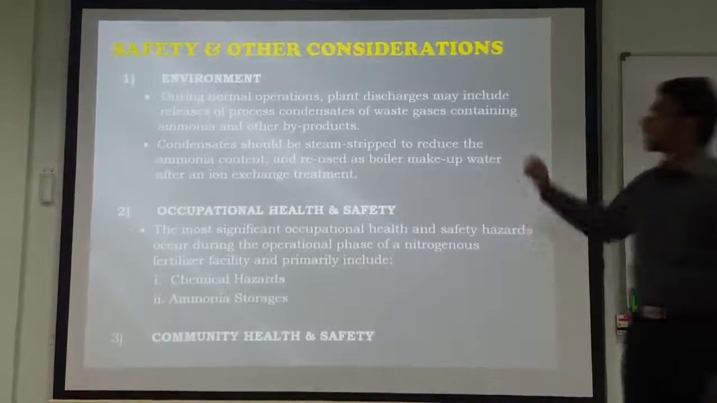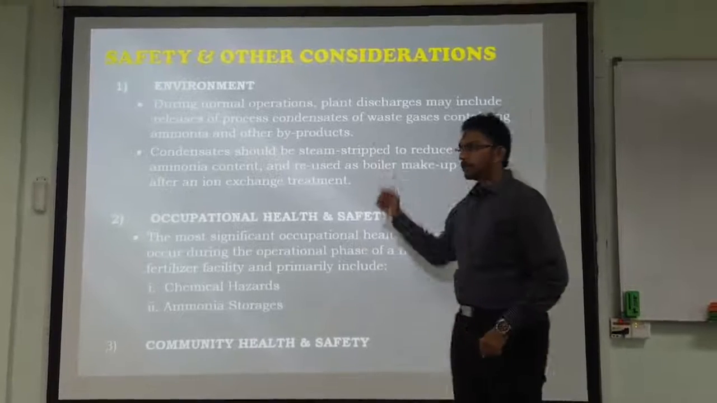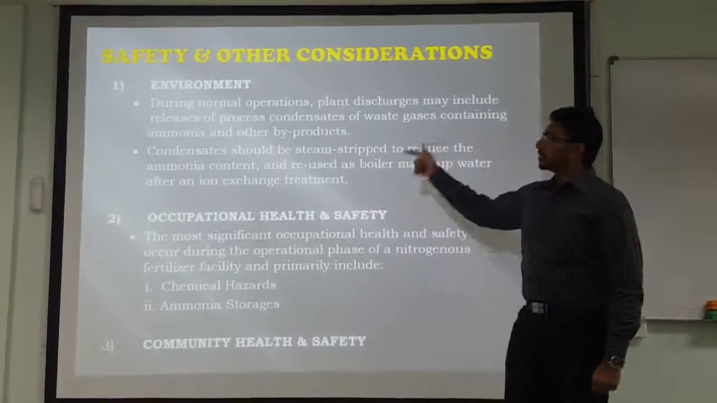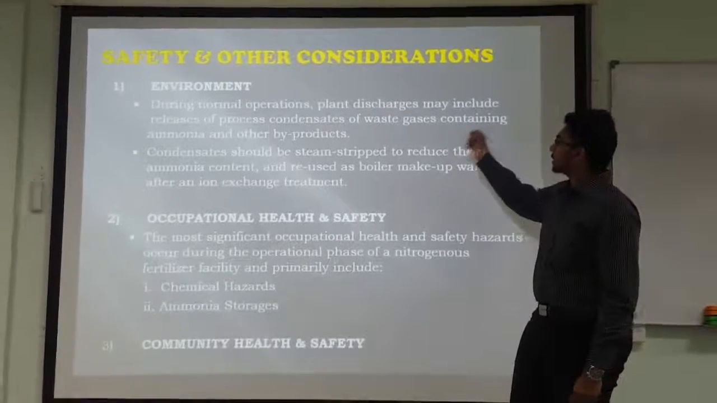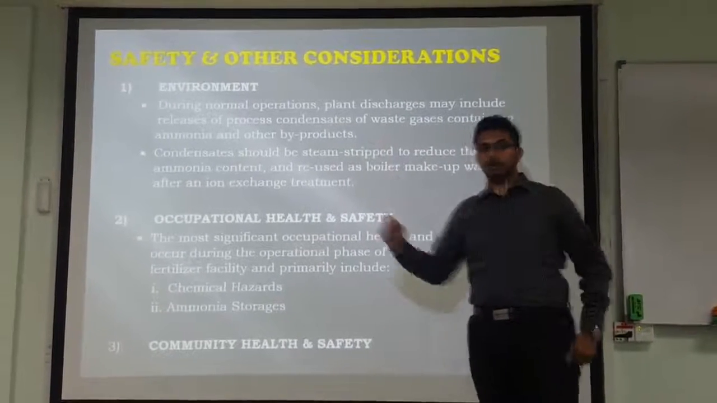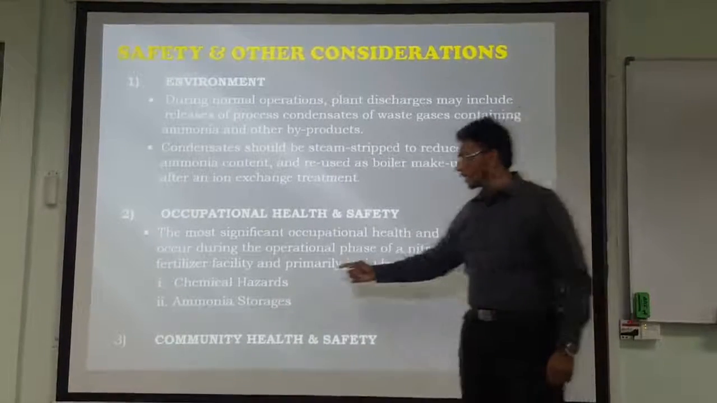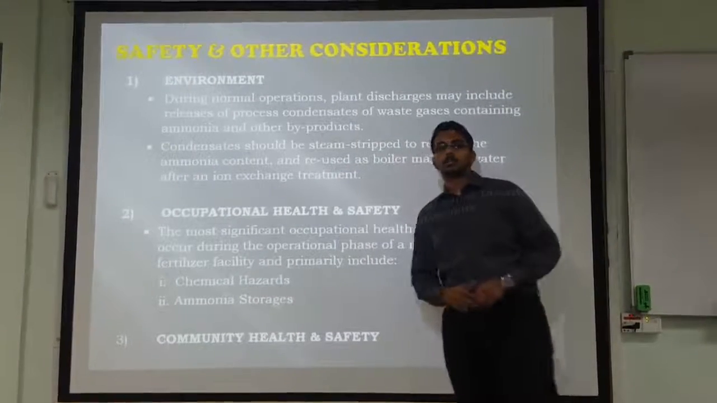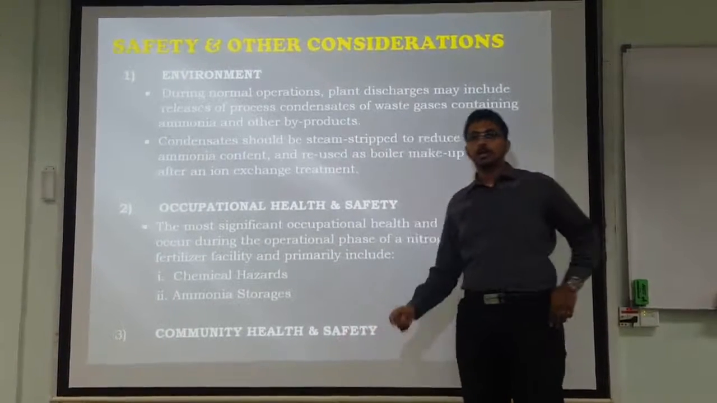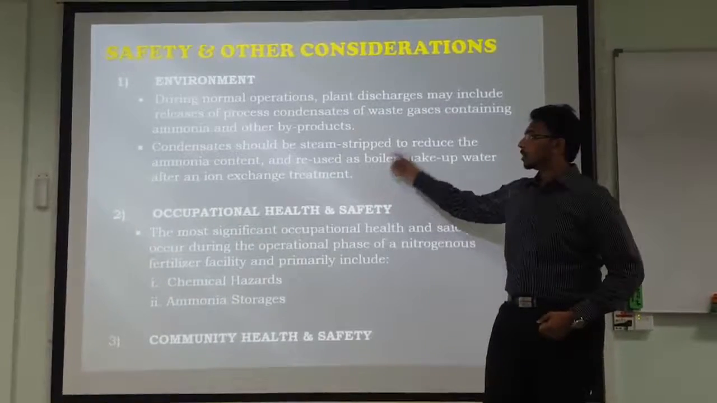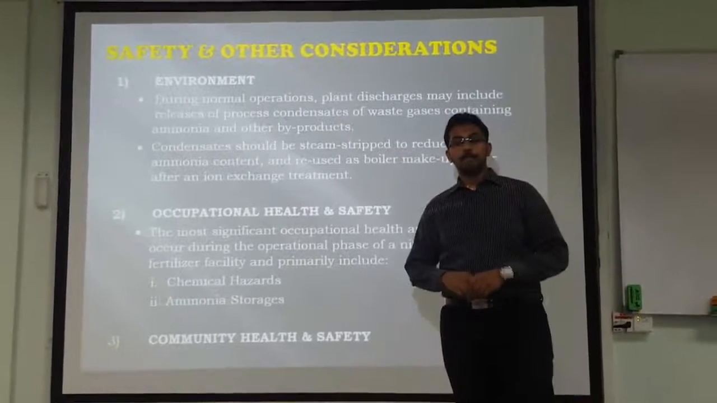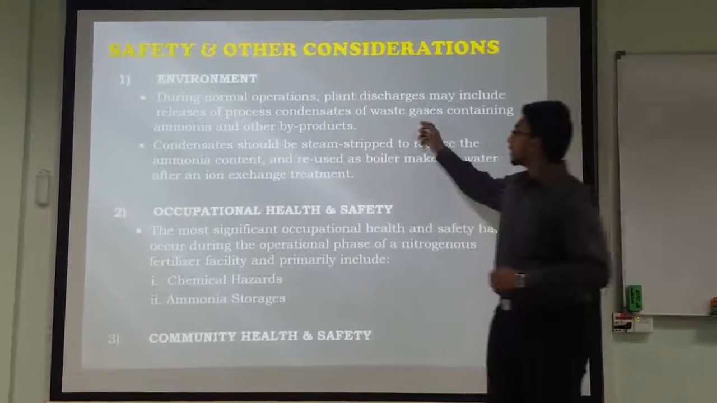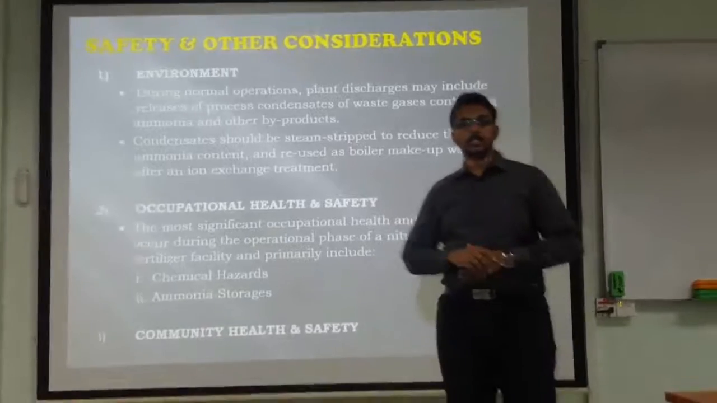Next, we have the safety and other considerations. There are three types of safety: environmental, occupational health and safety, and community safety. Environmental safety concerns the condensation of waste gases containing ammonia and other byproducts, which may be harmful to the environment. Occupational safety concerns how chemicals are kept; if ammonia storage is not kept properly, it can result in an explosion. Finally, community health safety: the plant where you want to build any ammonia stripping column must be well kept in an inhabited area with a residential population.